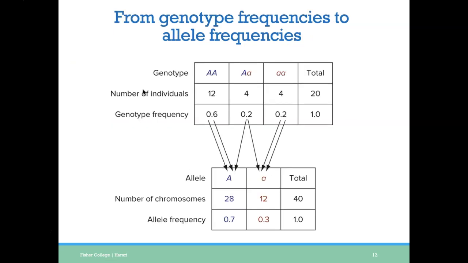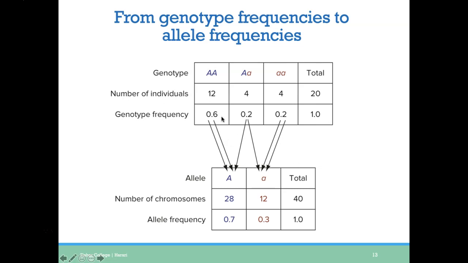I like this table because it combines all the information we had so far. For 3 genotypes, we said 12 had this genotype, 4 had this, and 4 had this, of a total of 20 individuals, right? 12 out of 20 were big A for a genotype frequency of 0.6. 4 out of 20 were big A little a, which is 0.2. And again, 4 out of 20 were little a, which is 0.2. These all add up to 1. That's genotype frequencies.